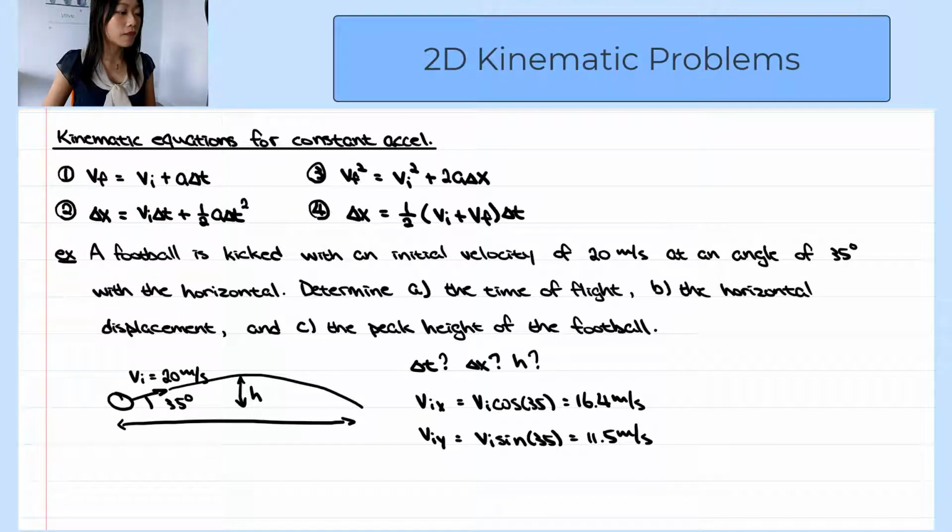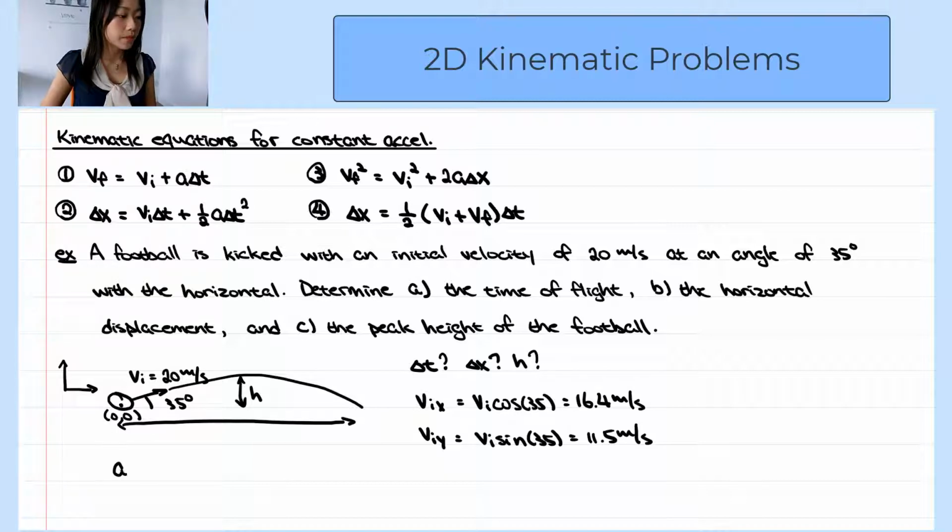Now let's level our reference point. Let's define the initial position as 0, 0, and y increases upward and x increases to the right.